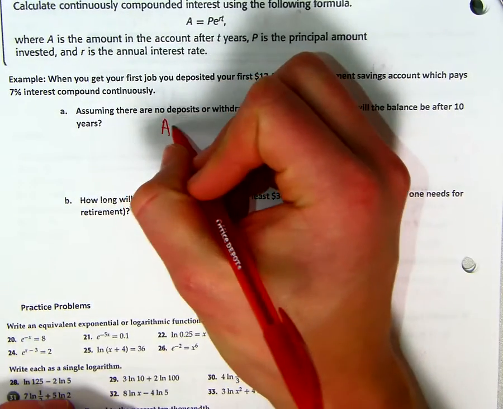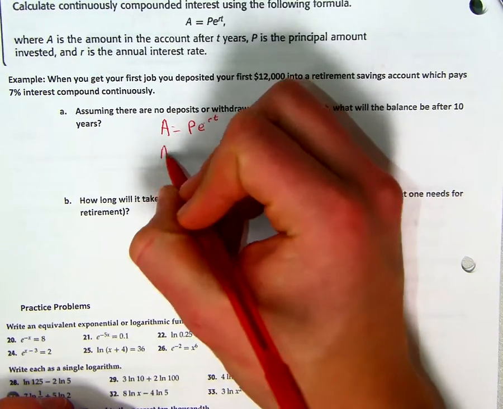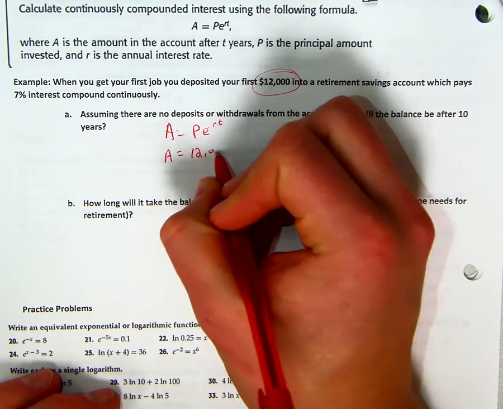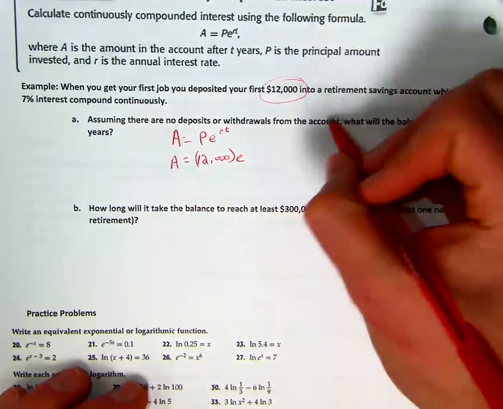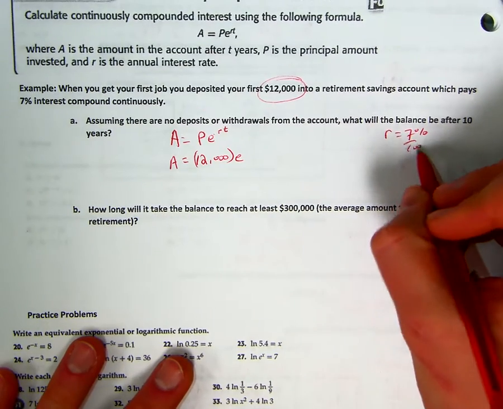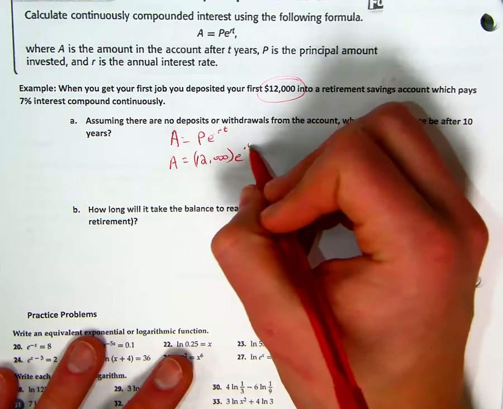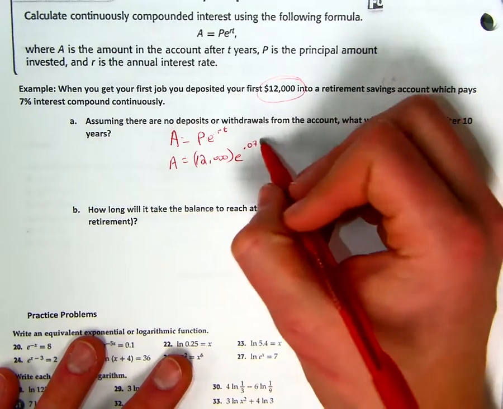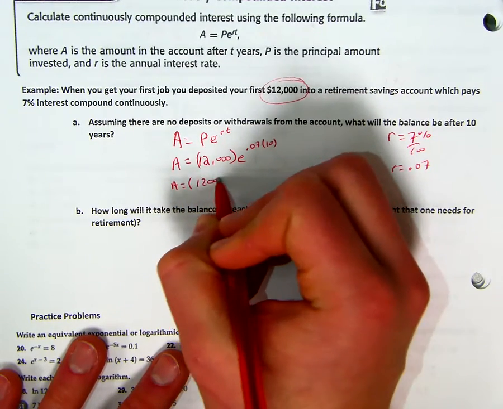So first off, here is the formula. We don't know A yet. We know the principal is $12,000. We just put e, and then our rate, it's 7%. But we can't use that. We have to divide that by 100. So we get r equals 0.07. So you have 0.07, and it says after 10 years.